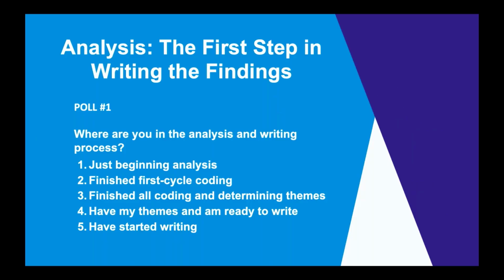Okay, so before we get started here, let's go with our first poll. Where are you in the analysis and writing process? Are you just beginning? Have you finished your first cycle coding? Have you finished all your coding and are ready to determine themes, or you have your themes and you're ready to write, or you already have started writing? And if you haven't begun the analysis process at all, just put number 1 and we'll go with that. And I'll mention some things that you can be thinking about if you haven't yet collected data.